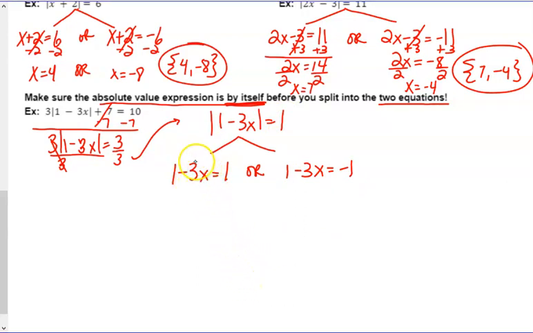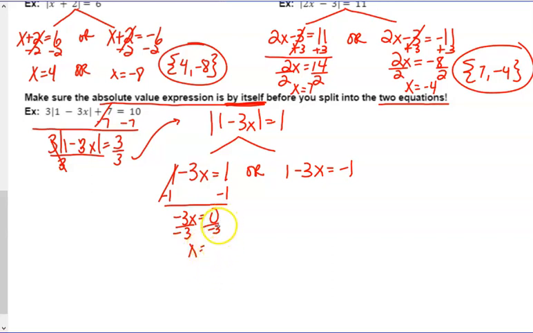So if I want to get x by itself, I need to get rid of this 1. Now notice it's a positive 1. So be careful when you're solving ones like this. That might be a little tricky for you. What I get left over is minus 3x on the left, 0 on the right. When I divide by negative 3 both sides, then I get x equals.